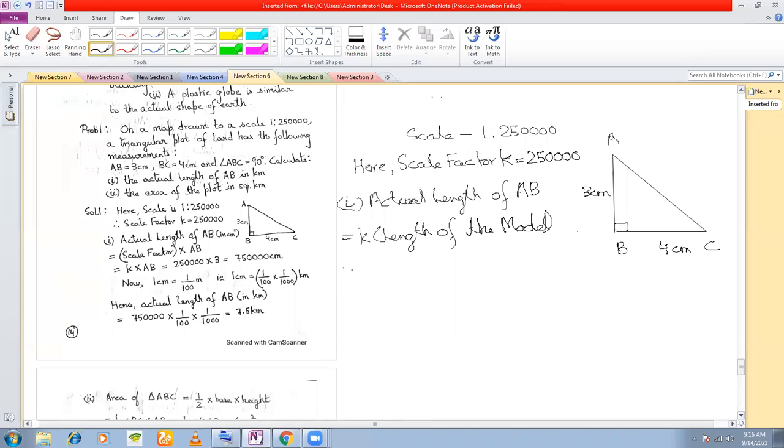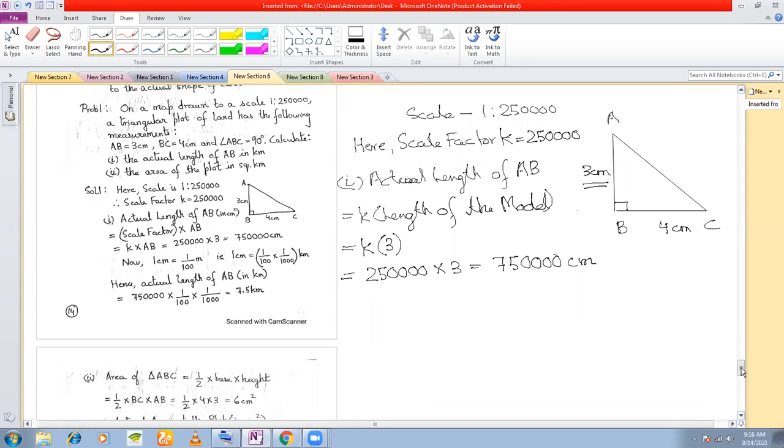Okay, K times the length of the model. What is the length of AB? 3 centimeters. Now you put the value of K, 2,50,000, into 3, which gives you 7,50,000. But the problem is you're getting this answer in centimeters, which you now would like to convert.